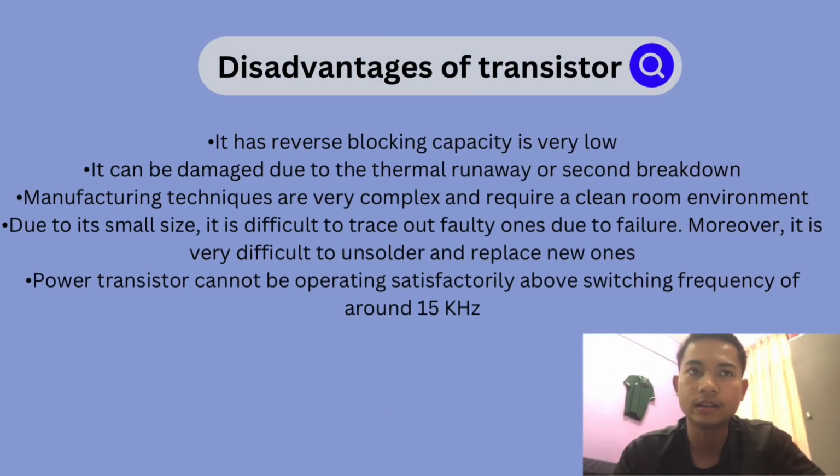Disadvantages of transistor: its reverse blocking capacity is very low. It can be damaged due to thermal runaway or second breakdown. Manufacturing techniques are very complex and require a clean room environment. Due to its small size, it is difficult to trace a faulty one due to failure. Moreover, it is very difficult to unsolder and replace a new one. Power transistors cannot operate satisfactorily above a switching frequency of around 50 kHz.